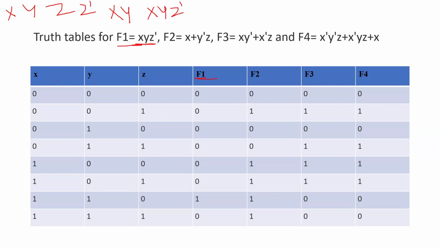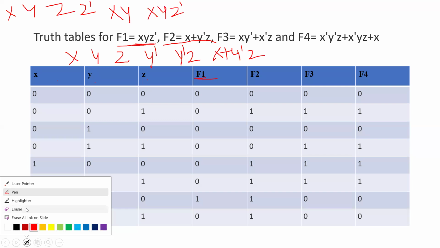So like this we need to separate this. We have to understand how we are going to make the table. For example, f2 means what I have to do. First, x, y, z we need to write in the table. Y bar we have to calculate. Next, y bar z we have to calculate. Plus next, x plus y bar z we need to calculate. Yes, so this is the method.